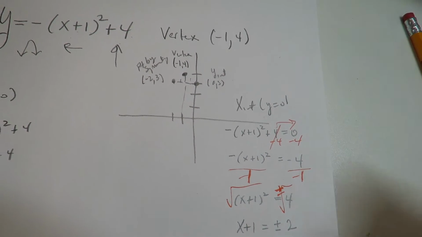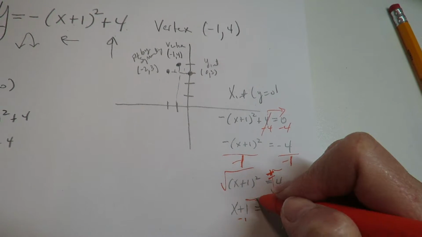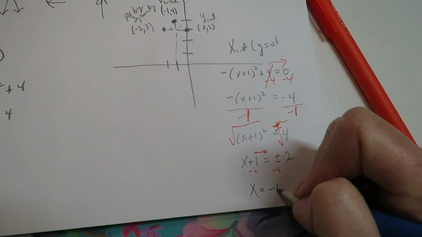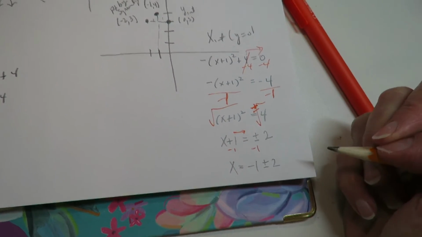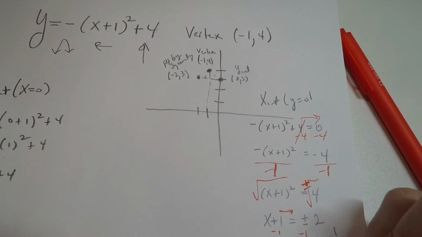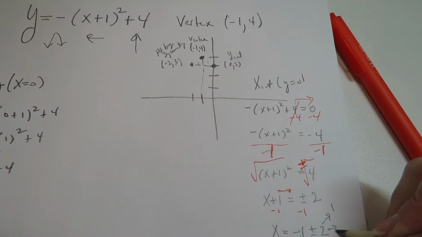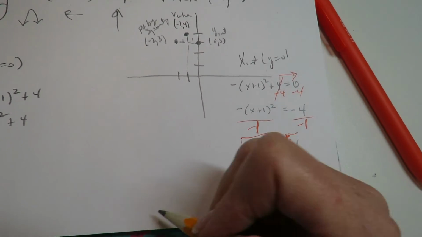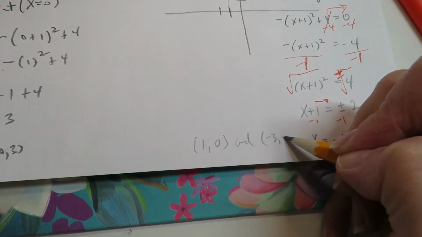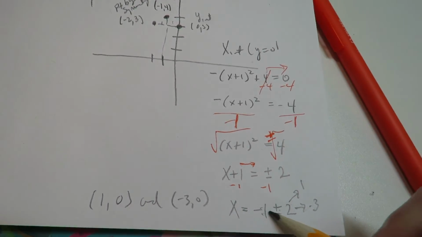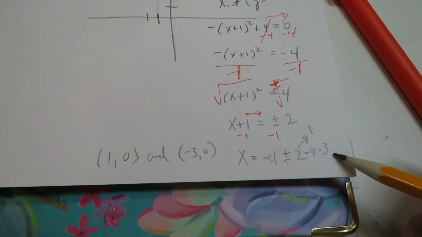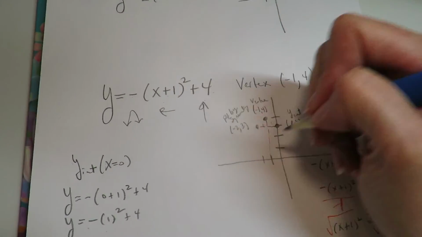I'll move the 1 over, so I now have x equals -1 plus or minus 2, and now I'll crunch this out. So -1 plus 2 is 1, and -1 minus 2 is -3. So you have the x-intercepts (1, 0) and (-3, 0). I'll just say that one more time: -1 plus 2 is 1, and -1 minus 2 is -3, which is giving us our 2 x-intercepts.